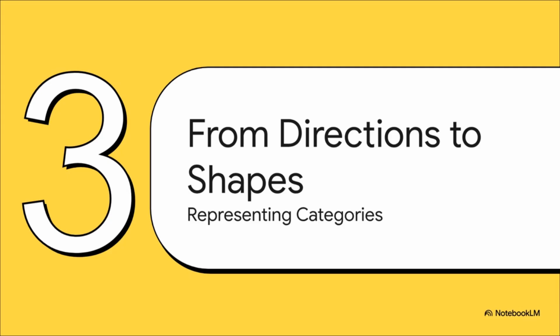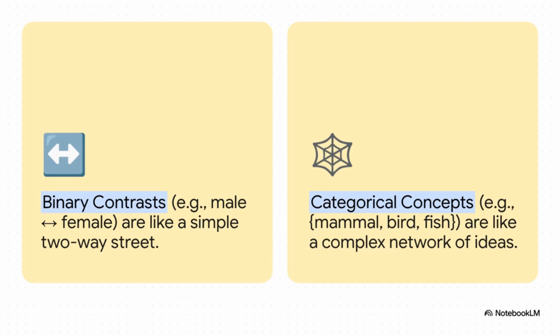But solving one problem, well, it opened the door to an even bigger one. This whole framework was great for binary contrasts, male versus female, past versus present. But what about broader categories? How does an AI represent the idea of animal, or the whole category of things like mammals, birds, and fish? These aren't just simple directions anymore. They're way more complex. We had to make a leap.